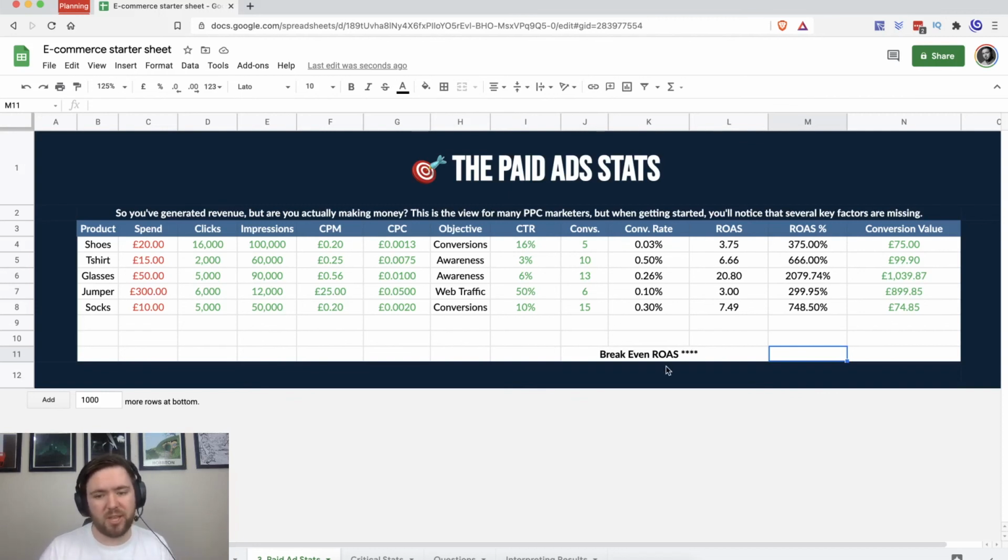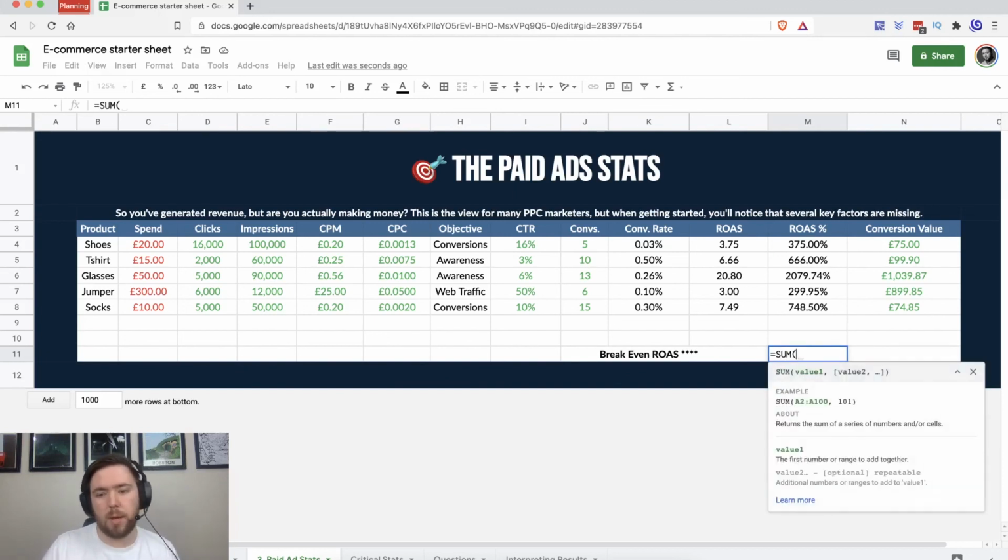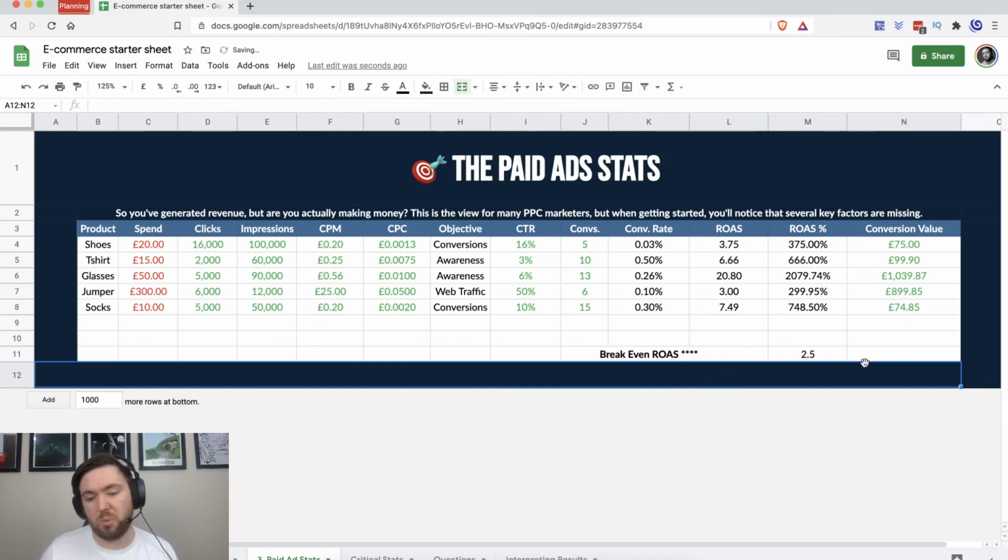So just a quick reminder, break-even return on ad spend equals 1 divided by your profit margin. So let's say your profit margin is 40%, 2.5. There we go. So 2.5 is the number that I would need for a particular product with a 40% profit margin. Actually, yeah, I can leave it there for now, otherwise I'll go down a rabbit hole.